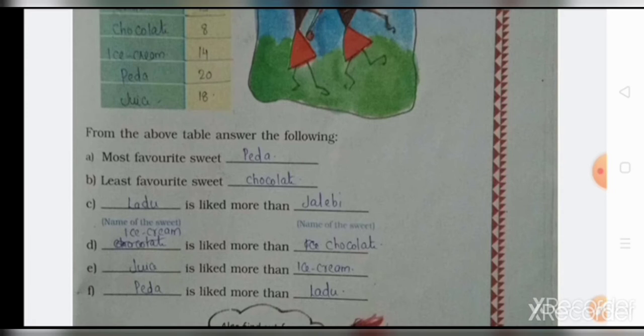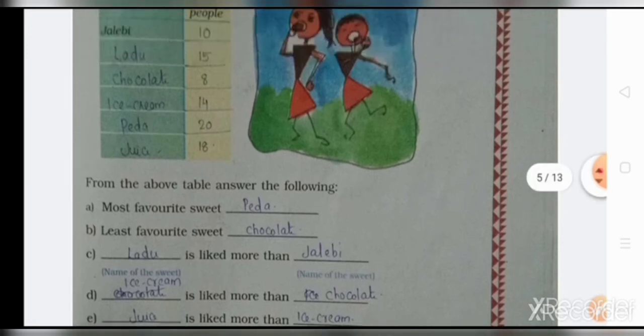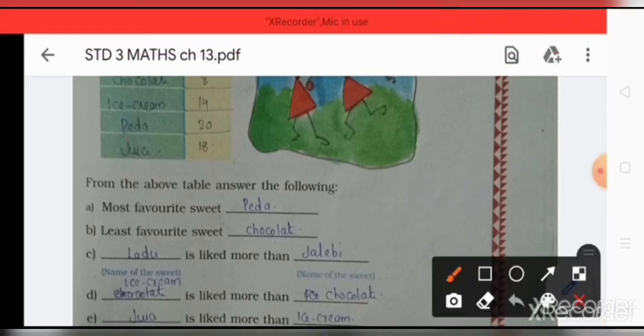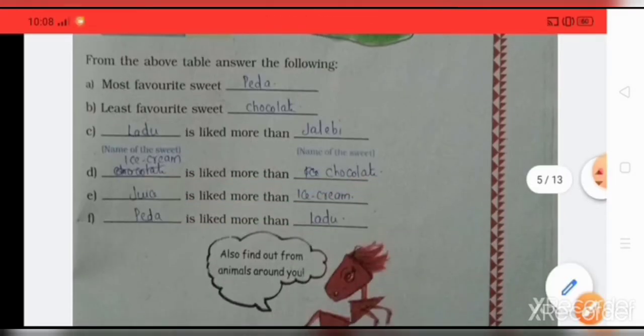Most favorite sweet. Which is the most number here? 20. Then the most favorite sweet is peda. Least favorite sweet is chocolate. Dash is liked more than jalebi. Laddu is liked more than jalebi. Ice cream is liked more than chocolate. Juice is liked more than ice cream.